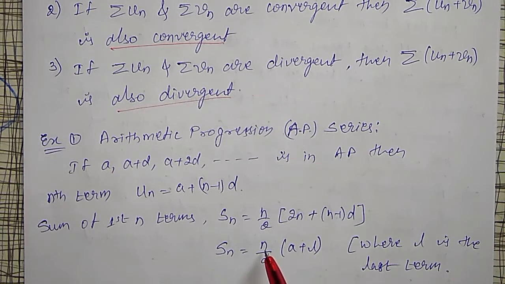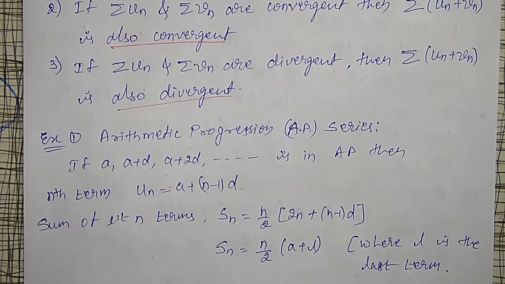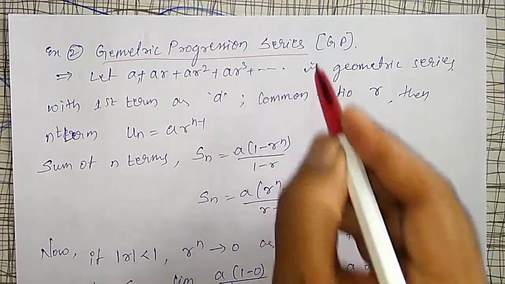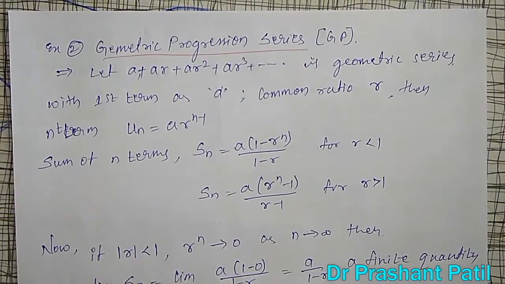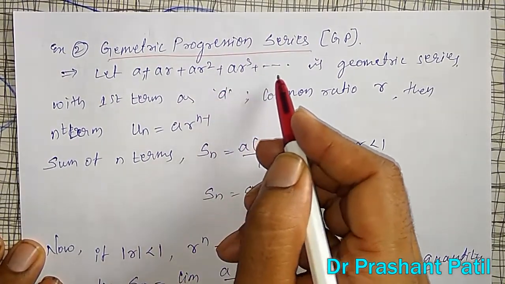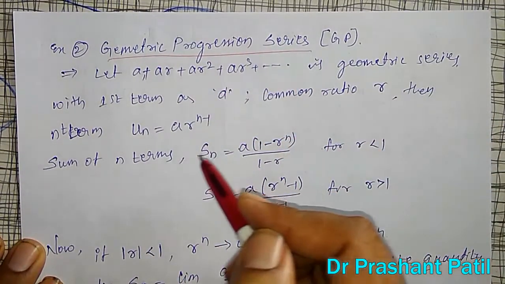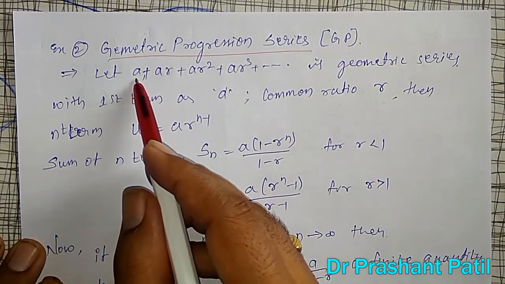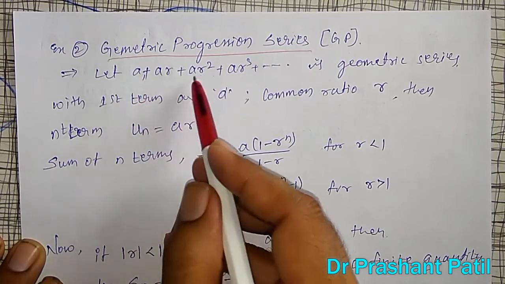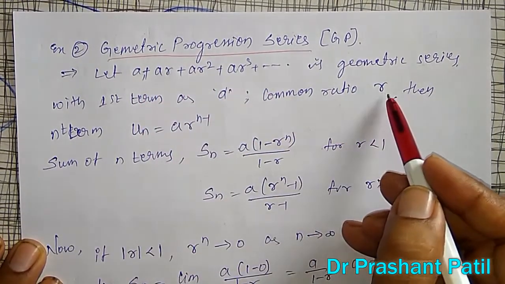Sn is given by n by 2 into bracket a plus l, where l is the last term. Like this, geometric progression I am going to discuss here. Let a plus ar plus ar square plus ar cube and so on be the geometric series with first term a and common ratio ar divided by a, ar square divided by ar, is equal to r.